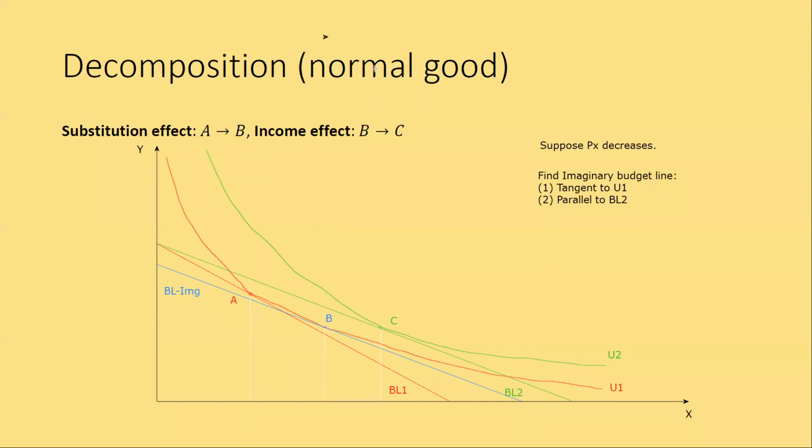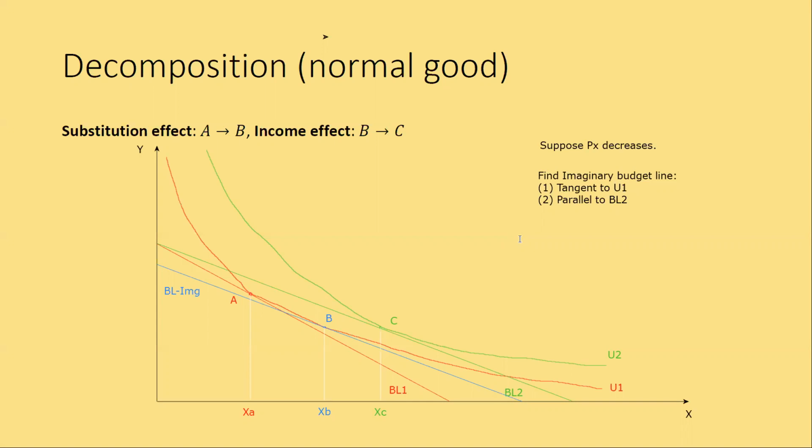those 3 points, I'm going to call the first one XA, this one XB, and the last one XC. So all of those 3 points are optimal bundles to some budget constraint.